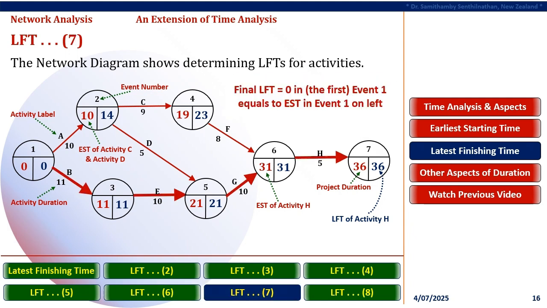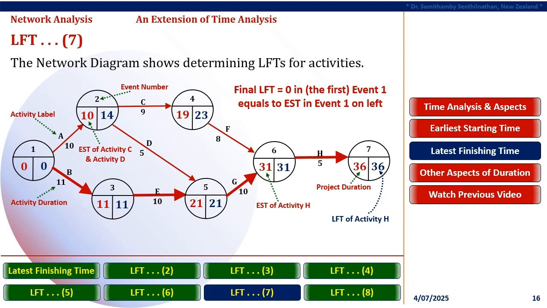In this example, you may note that the EST and LFT in events are the same along the path of activities B, E, G, and H. This path of 36 months should be considered as the main path, known as the critical path, for completing the project. Further, no activity on the main path can be delayed in its completion duration. The activities along this longest duration path, known as critical activities, are therefore very important.